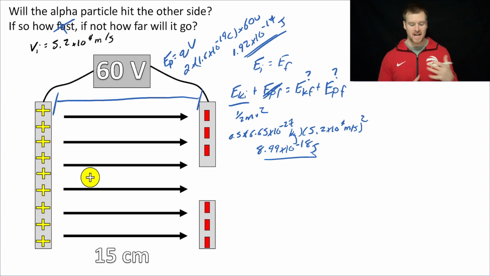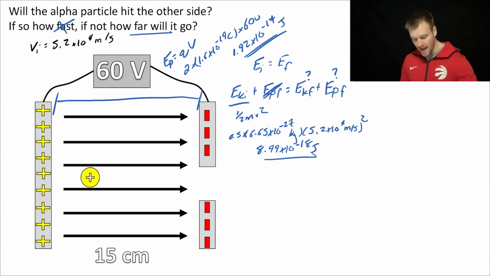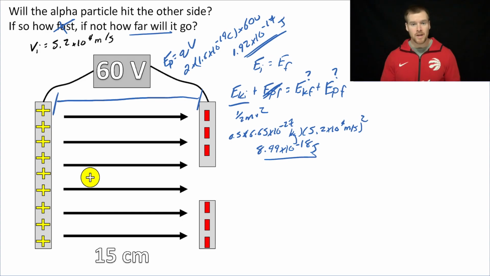We don't need to figure out how fast it's going to hit, but we want to figure out how far it will go. So now to solve this, I'm going to say all our kinetic energy gets turned into potential, not enough to get to that side. So my answer isn't this.